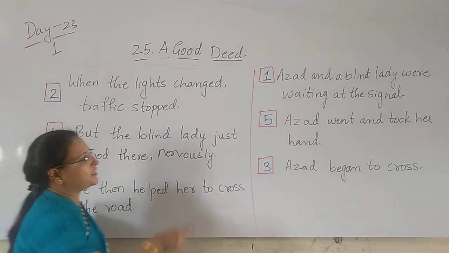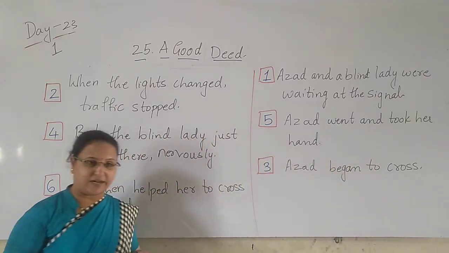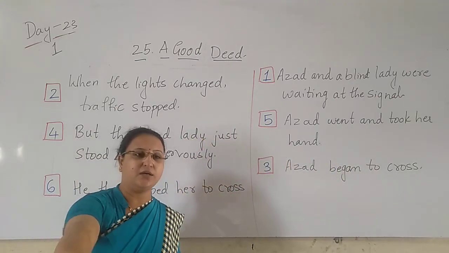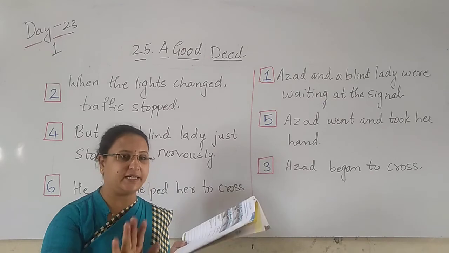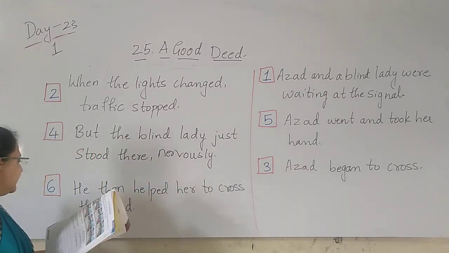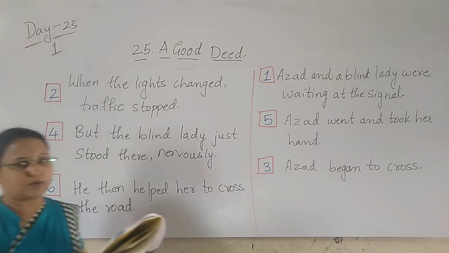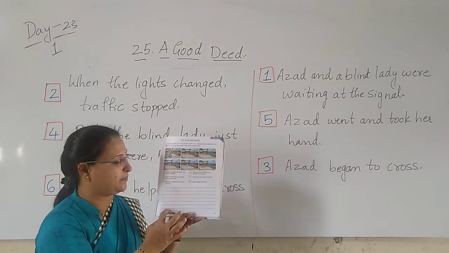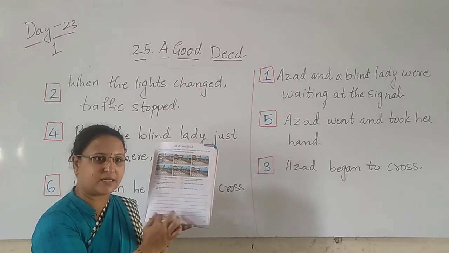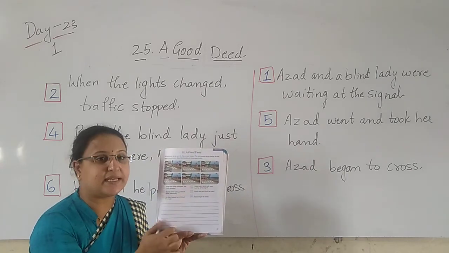Fifth one: Azad went and took her hand. Then he went near that lady and he held the hand of the lady and took her. So what is the last sentence? He then helped her to cross the road. Then what did he do? He helped the lady to cross the road. That is the last sentence. You have to write according to the serial order.